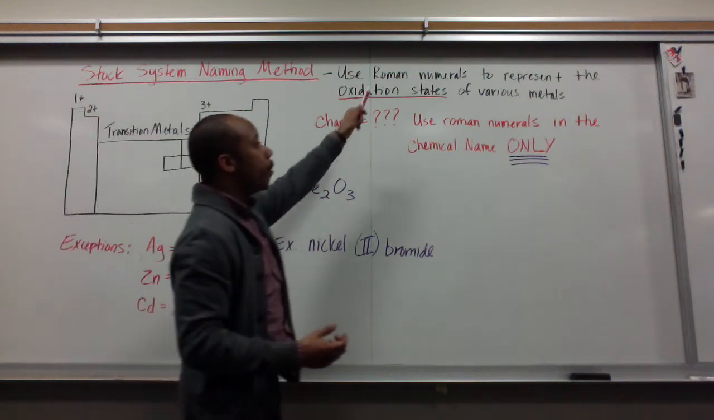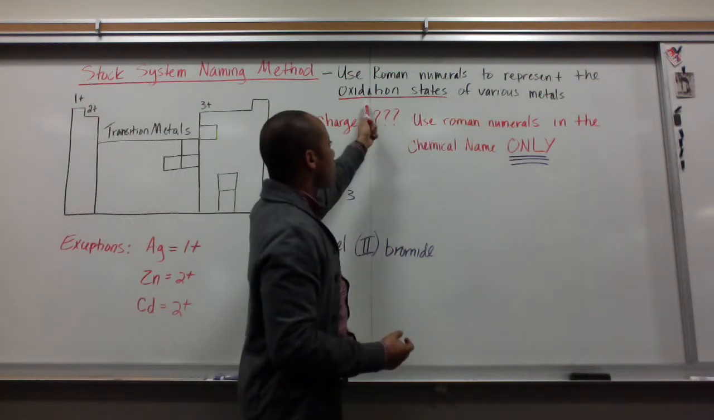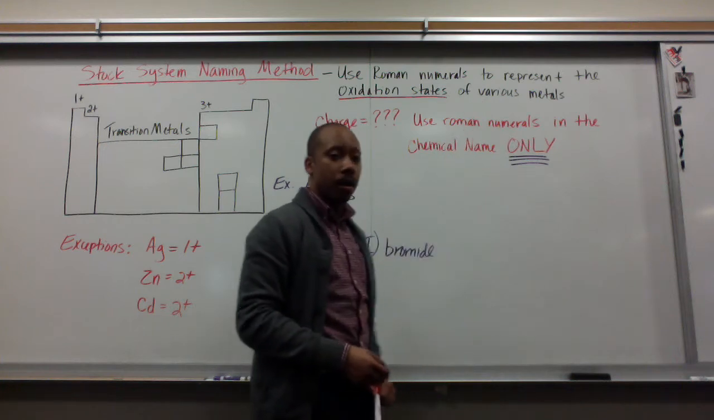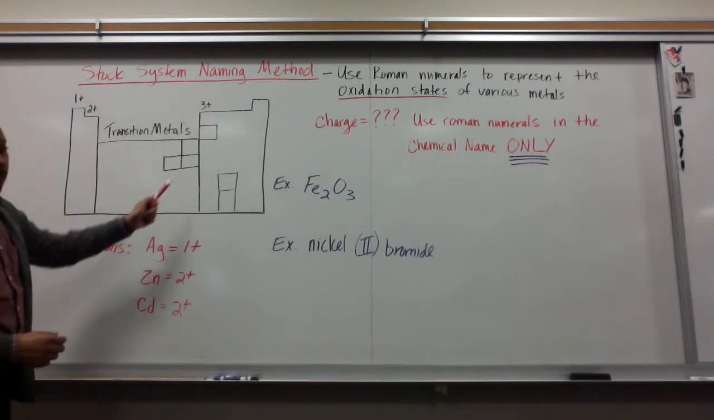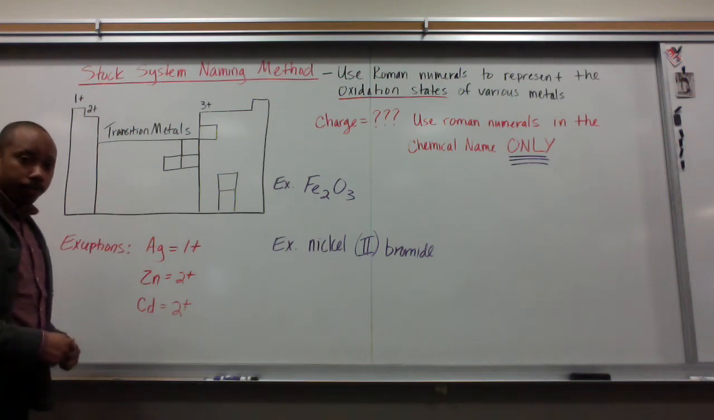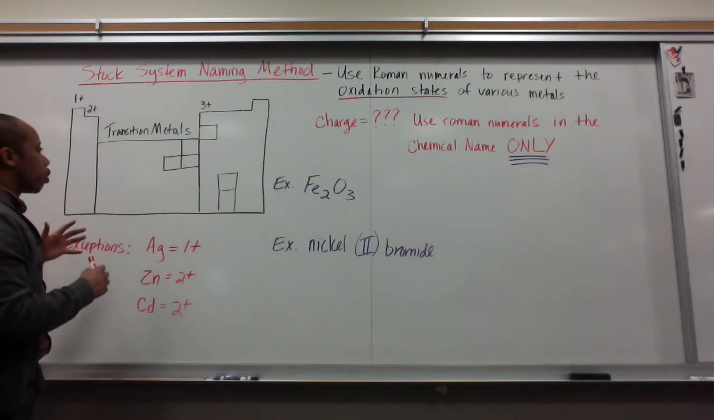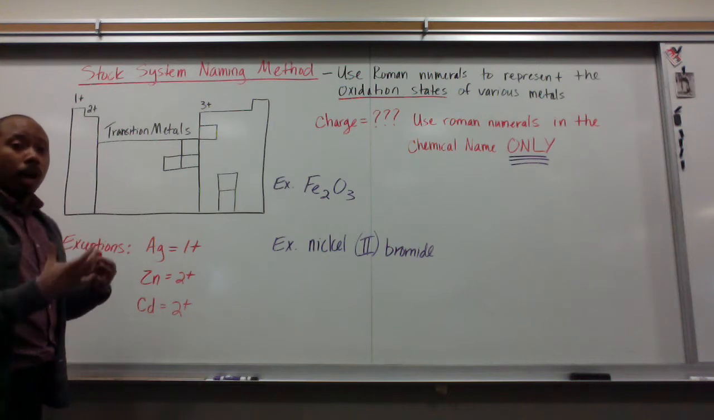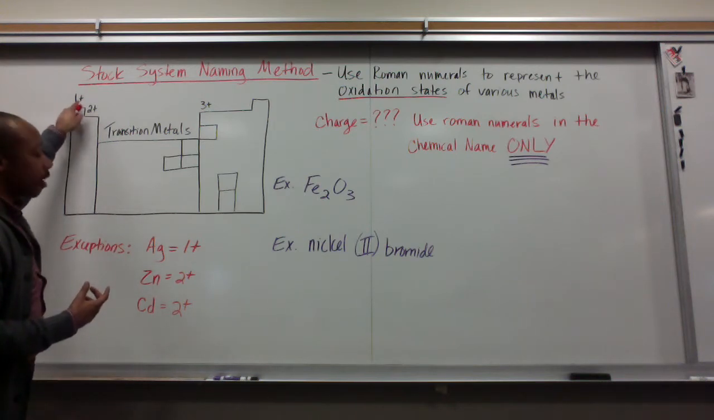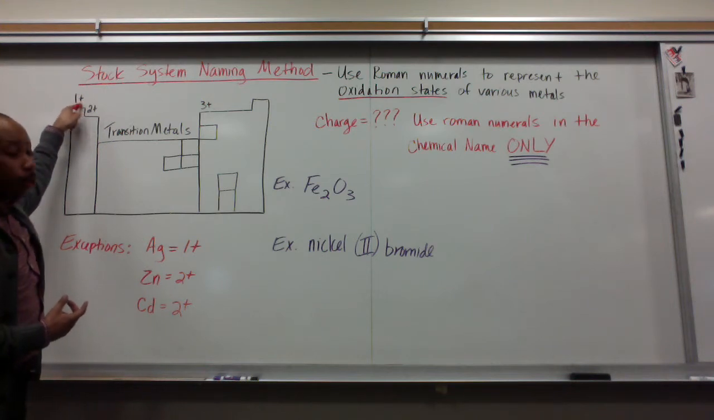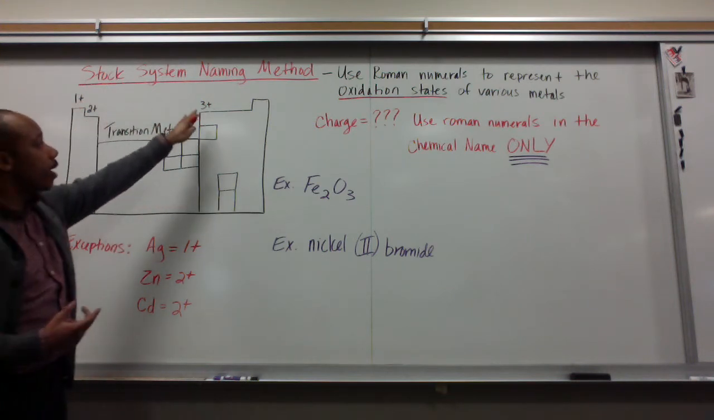This is where we use Roman numerals to represent the oxidation states of various metals. Now, if we remember, our transition metals are here in the middle, in our D block, if we're talking about orbitals. We were also able to figure out the oxidation states of other metals by using the group number. So elements in group 1A had an oxidation state of 1+. Group 2A, 2+. Group 3A, 3+.